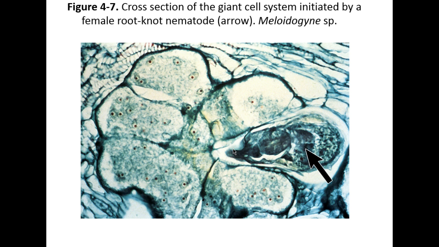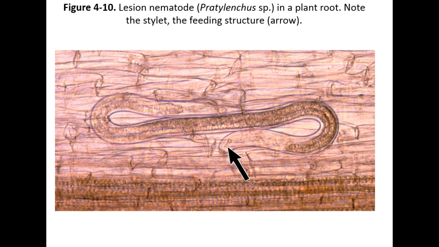I don't have a picture of the cyst nematode on the slides, but there is one in the text on page 73. And it just looks like a big, like a peach, and you can see all the nematodes inside, basically being released from the cyst nematode. And this would be another sedentary endoparasite.